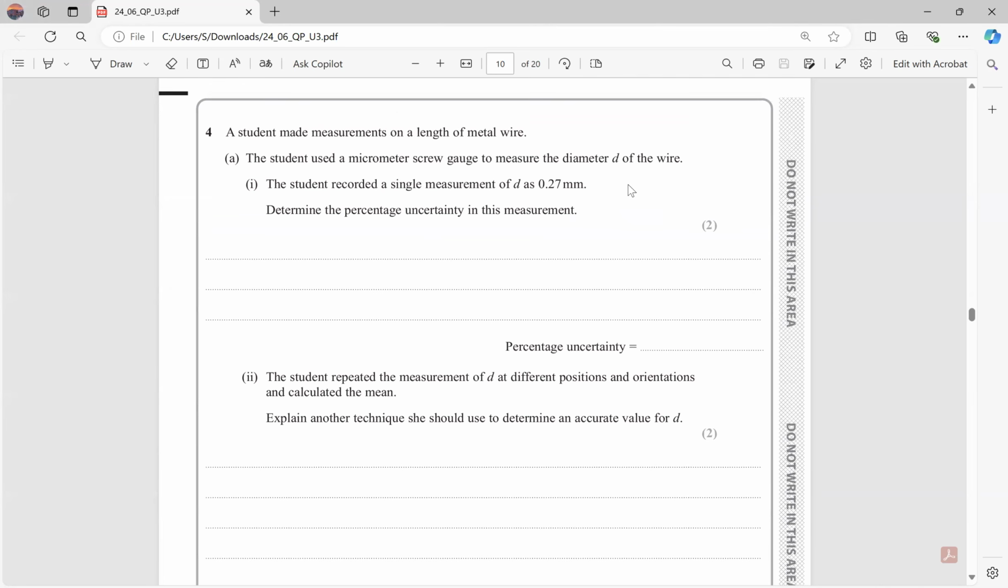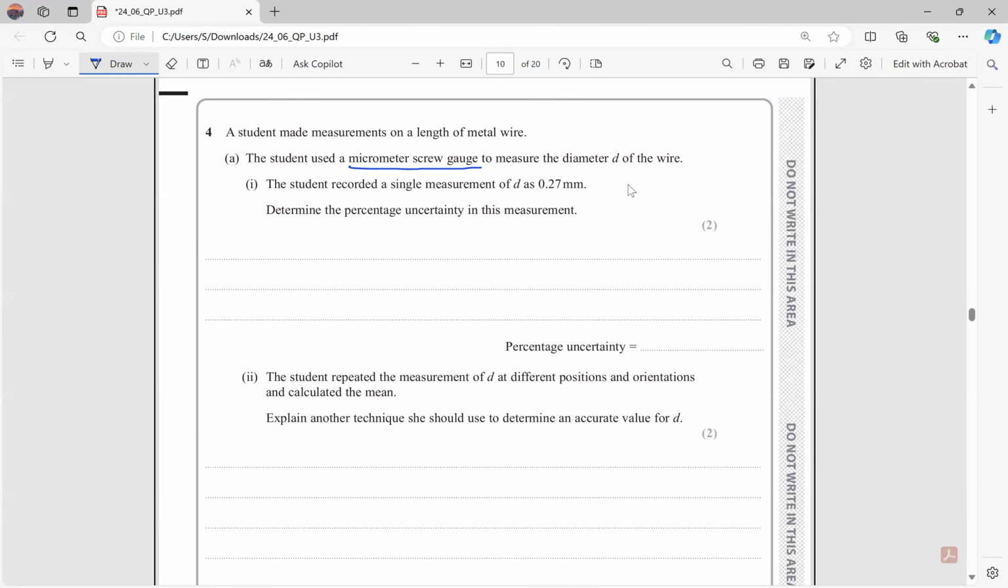Yes, so let's start. It says a student made measurements on a length of metal wire. The student used a micrometer screw gauge to measure the diameter D of the wire. The student recorded a single measurement of D as 0.27 millimeters. Determine the percentage uncertainty in this measurement. So we have to find the percentage uncertainty.